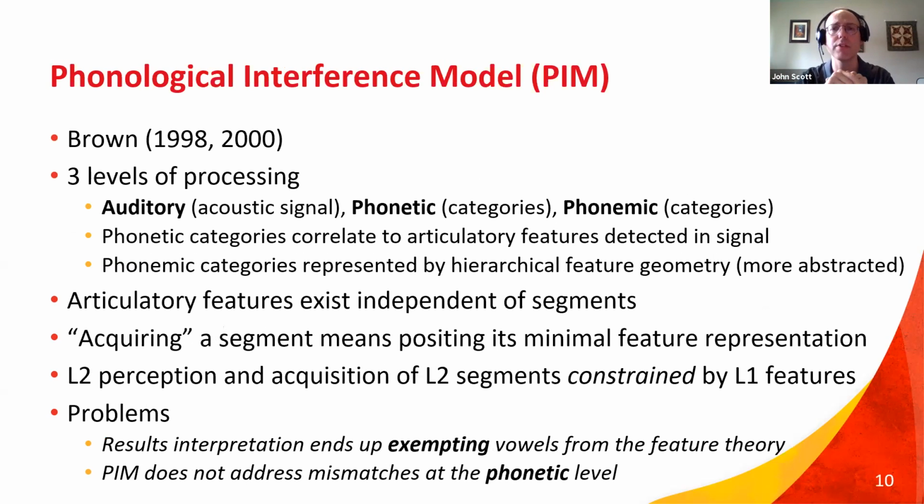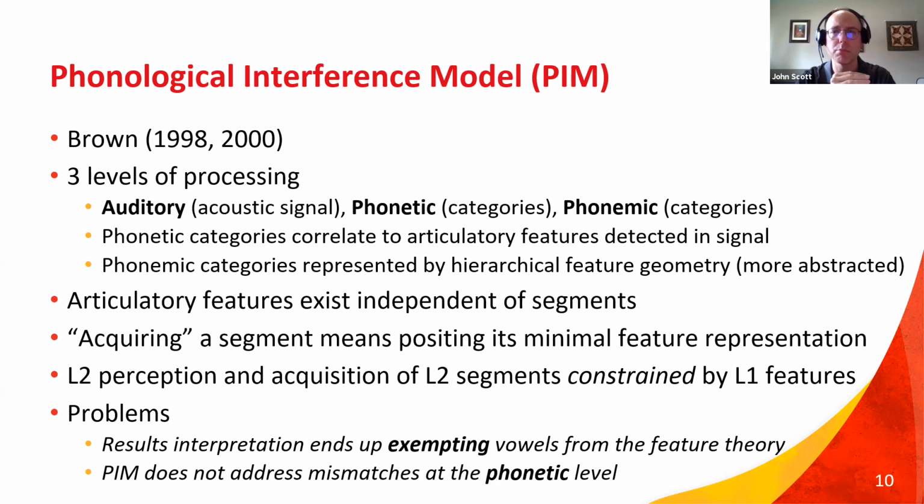The phonological interference model comes a few years later, and thinks very carefully about auditory perception versus phonetic perception, which is a low-level category of grouping of sounds, and then phonemic perception, which is more like what's going on in our mental lexicon. And the idea here is that the features exist independent of segments, but they're arranged in a kind of geometrical hierarchy.